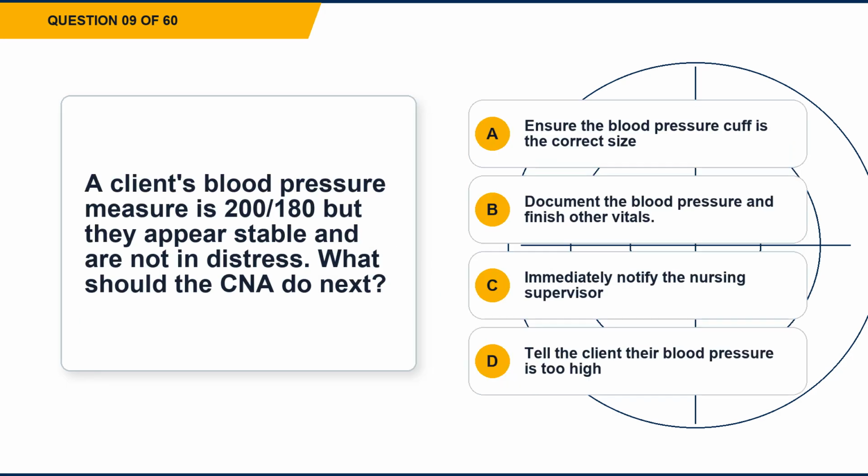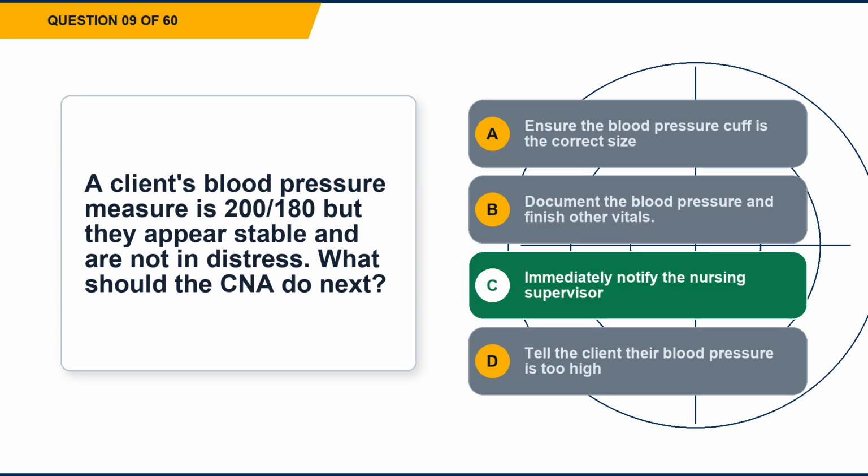Question 9. A client's blood pressure measures 200/180 but they appear stable and are not in distress. What should the CNA do next? Option A. Ensure the blood pressure cuff is the correct size. Option B. Document the blood pressure and finish other vitals. Option C. Immediately notify the nursing supervisor. Option D. Tell the client their blood pressure is too high.